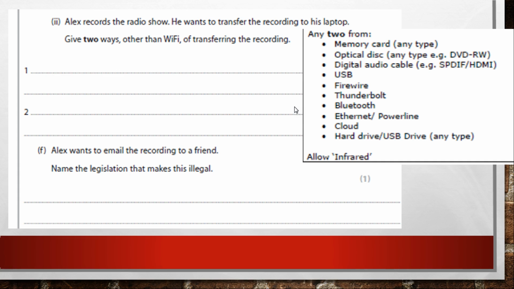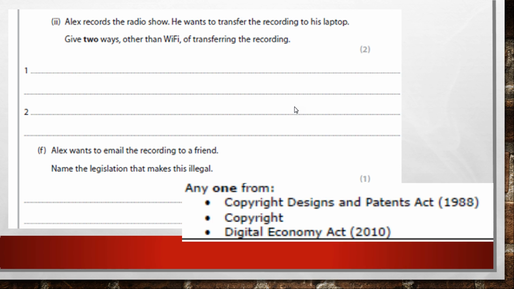Next question. Alex wants to email a recording to a friend. Name the legislation that makes this illegal. So again, going outside the digital devices, but using some of your knowledge about the laws. You should have copyright, that is fine, or the CDPA, the Copyright Designs and Patents Act.